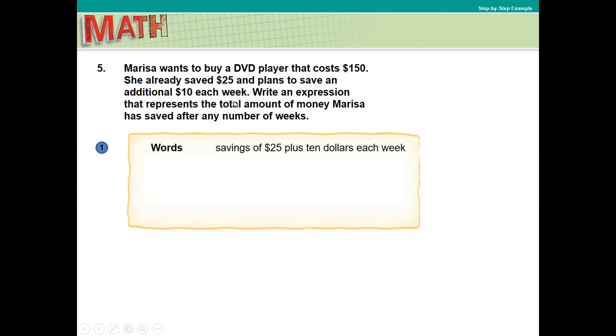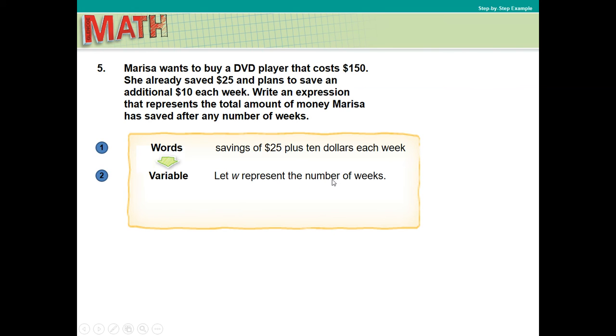Now note, they kind of put a distractor here. She wants to buy a DVD that costs $150. They don't put that. It just says that it represents the total amount of money she has after any number of weeks. So you kind of forget that first sentence right now. We'll come back to that. But for this problem, you ignore that first sentence. Variable. We're going to define a variable.